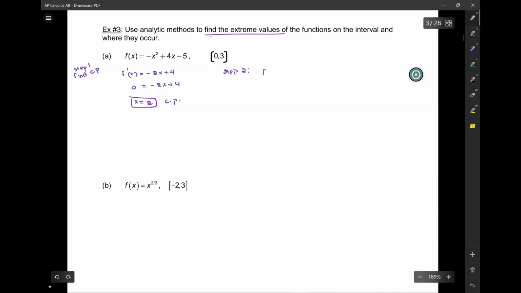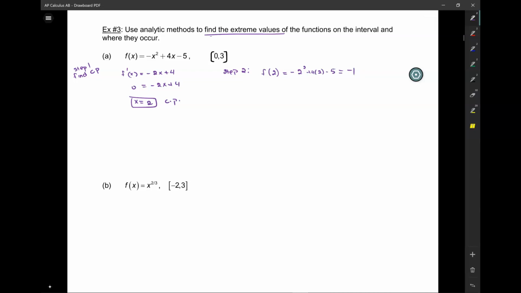Okay, so step 2 is evaluate f of x at each critical point and both endpoints. So we evaluate it at the critical point. f of 2 is equal to negative 2 squared plus 4 times 2 minus 5. That's negative 1. Okay, that's f of 2.